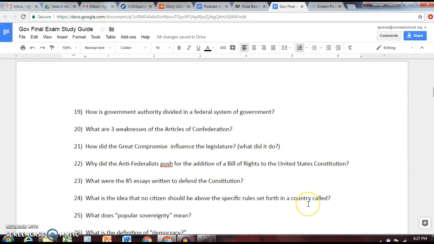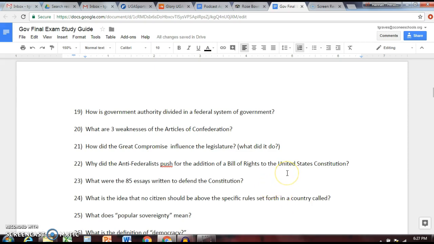Number 22, why did the Anti-Federalists push for the addition of a Bill of Rights to the United States Constitution? The Anti-Federalists were very scared that when we went to the U.S. Constitution, we were giving too much power to the president and the executive branch. The central government was getting too much power, and they would use that power to violate the rights of the American citizens, just like the British did when the Americans were living under British rule. So they pushed for the addition of the Bill of Rights to protect specific rights that all Americans should have and that the government could never violate.